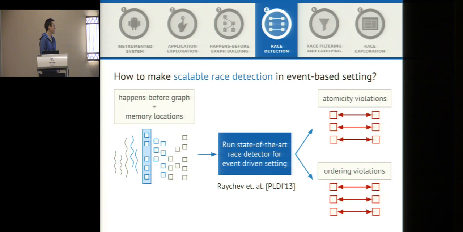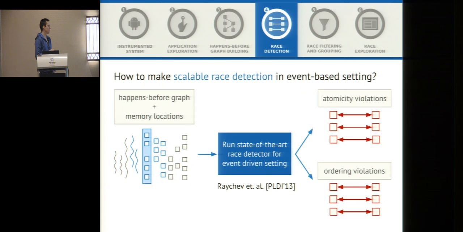And here, the input is the happens-before graph and the memory locations. And here it turns out that we can simply reuse the state-of-the-art race detectors. And what we get out of them are two kinds of conflicts. The first one is the standard atomicity violation conflicts. These happen between two different threads, which are not properly locked. And the other one is ordering violations, where you have a single thread, which is, for example, the main thread, and you have just two operations which can happen in different orders, and depending on which order they happen, it can have a different outcome.